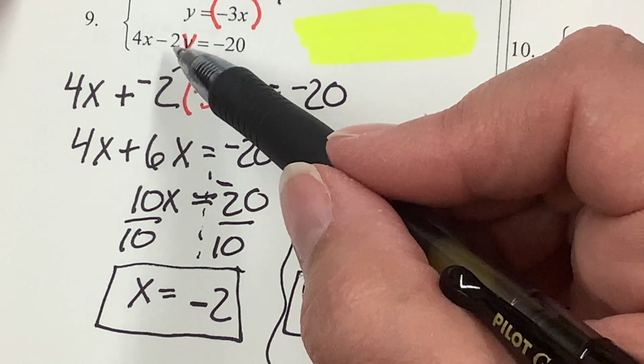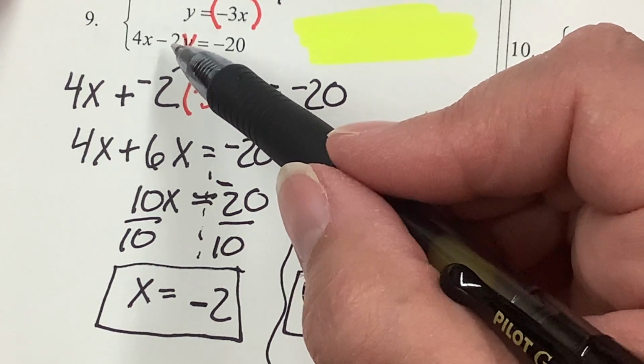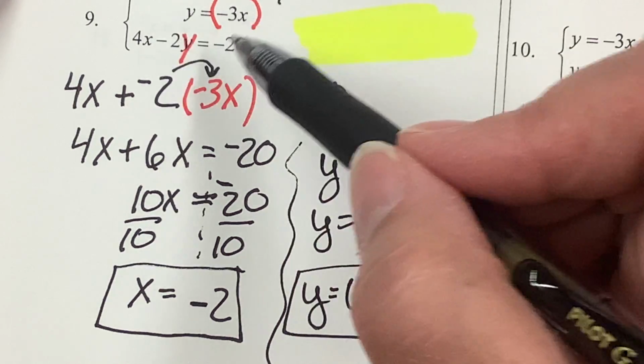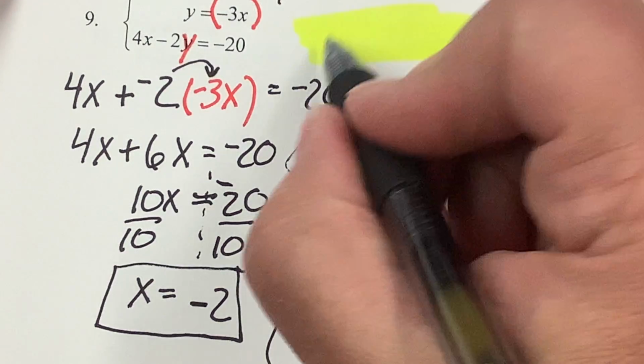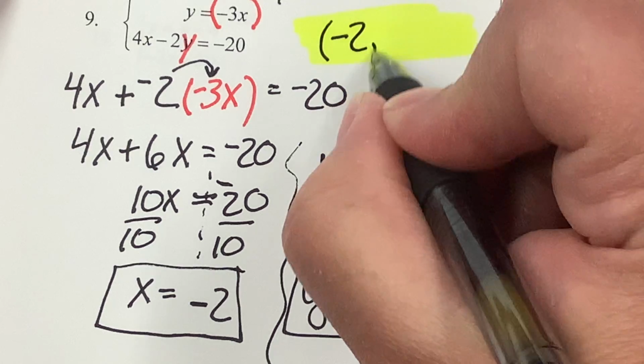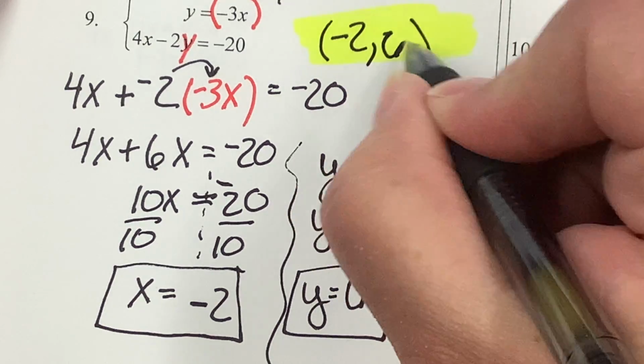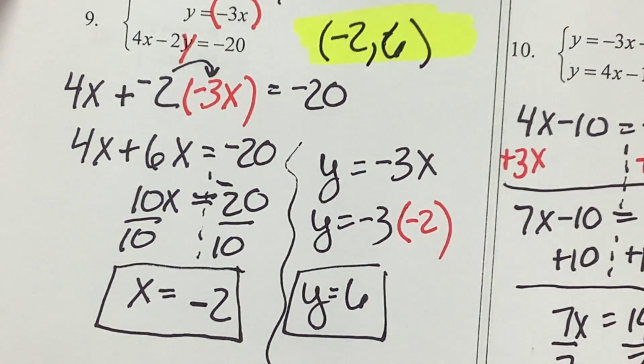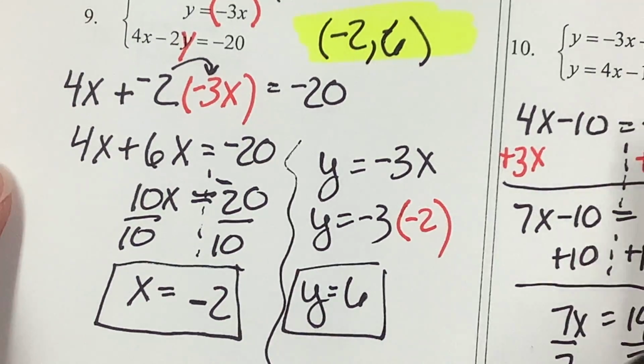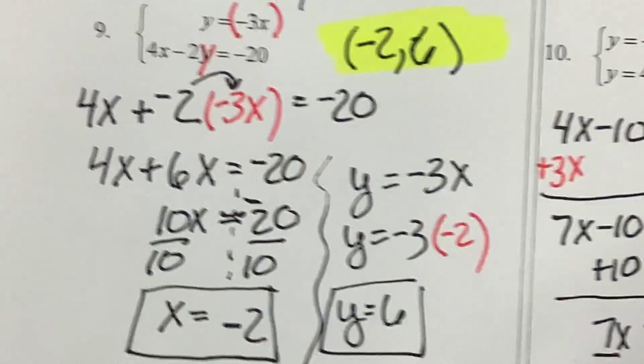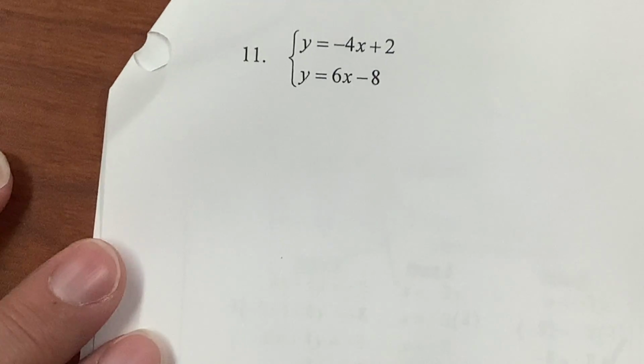Okay. 4 times negative 2 is negative 8. Minus 2 times 6 is 12. So negative 8 minus 12, negative 20. Good, that does work. Negative 2, positive 6. Always check yourself. You can do it. I can do it in my head, but you guys have a calculator. Please use your calculators. You have them, you might as well use them.